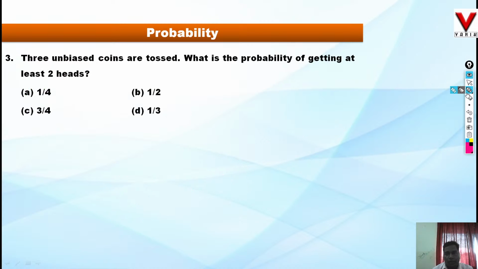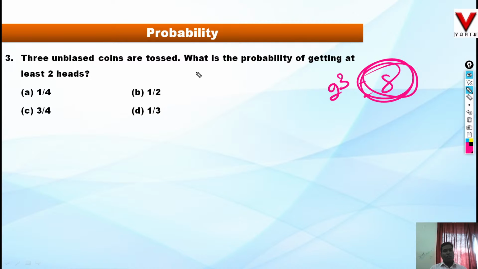Next number, question 3. Three unbiased coins are tossed. That means 2 to the power 3 is equal to 8, the number of samples. What is the probability of getting at least 2 heads?